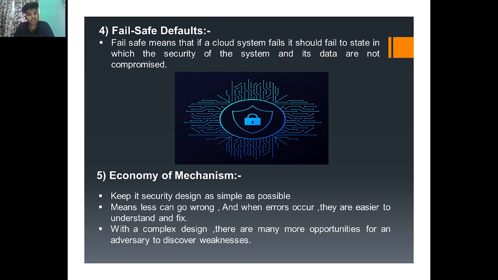Now, fifth is economy of mechanism. Economy of mechanism states that if the design of a system is simple, then it is easier to understand and fix. If the design of the system is complex, it is difficult to fix. Means less can go wrong, and when errors occur, they are easier to understand and fix. With a complex design, there are many more opportunities for an adversary to discover weaknesses.